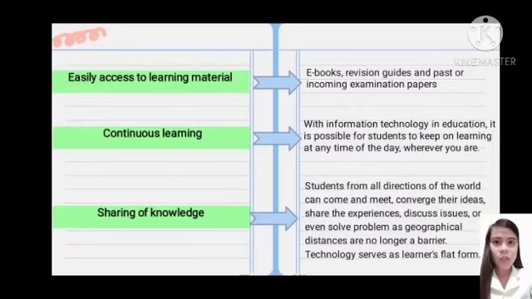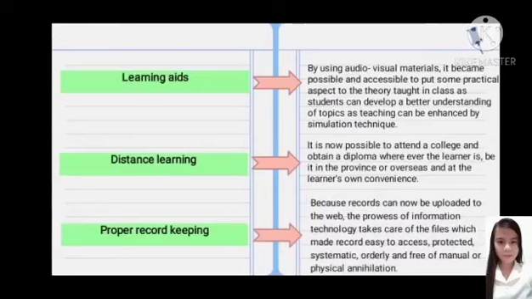Sharing of knowledge. Students from all directions of the world can come and meet, converge their ideas, share their experiences, discuss issues, or even solve problems. Geographical distance is no longer a barrier. Technology serves as learners' platform.